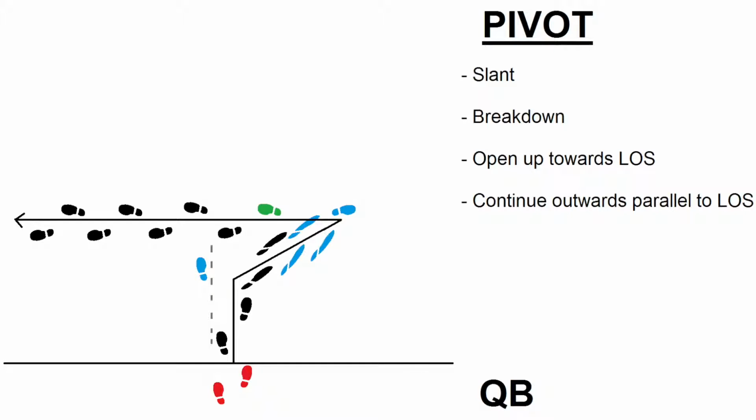Next, we have the pivot. It's a slant plus a quick out. We slant, and then after a few steps, we break down and open towards the line of scrimmage with our inside shoulder, have a parallel step, and then accelerate out of the route. Notice our green foot in the diagram indicating the correct parallel step because we opened up the correct way.